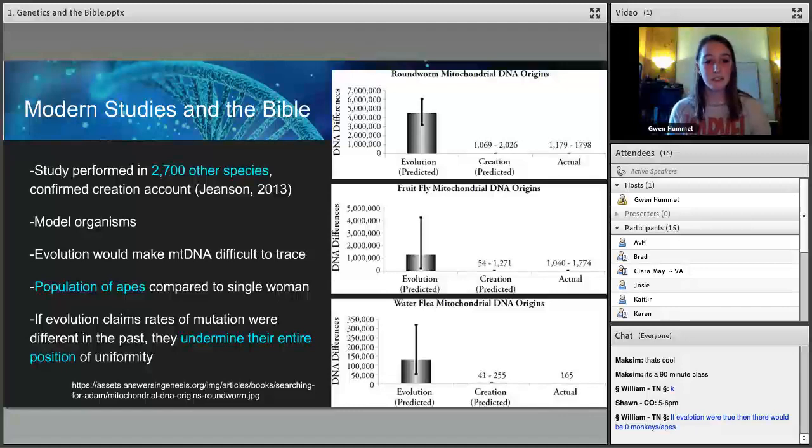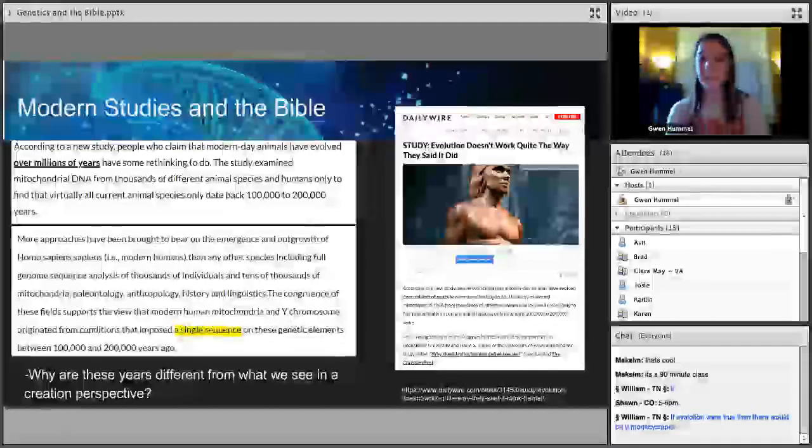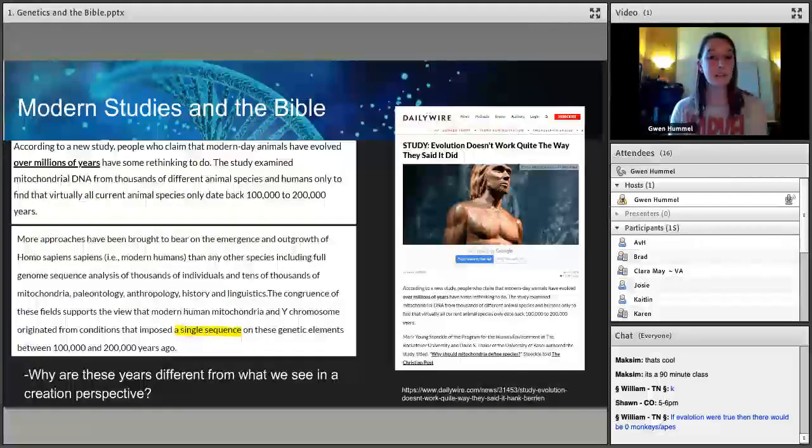So if evolutionists claim that rates of mutation were different in the past, then they ultimately undermine their entire position of uniformity, because evolutionists, remember, have to believe that everything has stayed the same throughout the entire history of the world. So we have to assume that gas has been released at the same rate, mutation rates have been the same this whole time, nothing has changed. And if they say that mutation rates were different in the past in the mitochondria, then they have to undermine their entire position in order to say so.